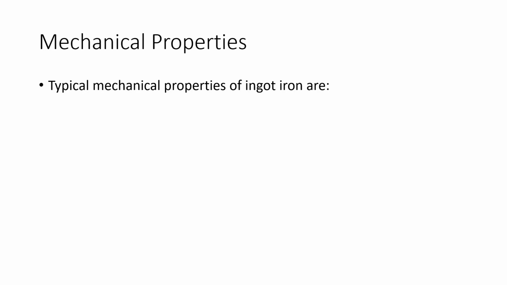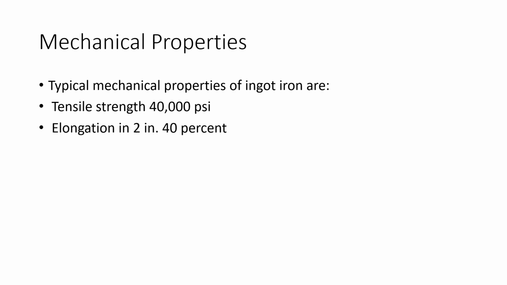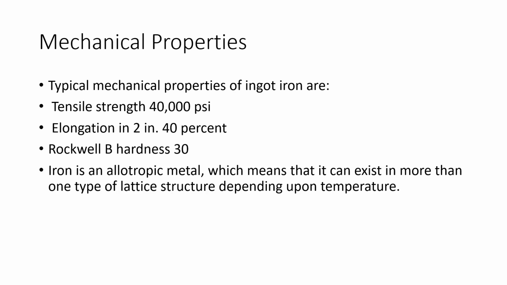Mechanical properties. Typical mechanical properties of ingot iron are: tensile strength is 40,000 psi, elongation in 2 inches 40%, Brinell hardness is 30. Iron is an allotropic metal, which means that it can exist in more than one type of lattice structure depending upon the temperature.